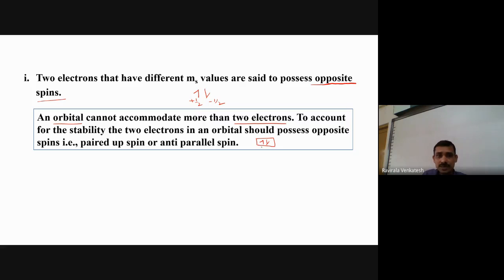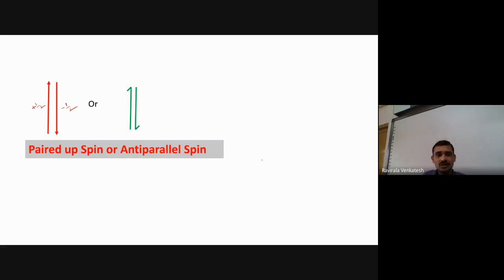One is spinning in one direction, the other is anti-parallel. Now you see it like this: one is clockwise, plus half, the other is minus half. You can also show it by using half arrows. We can call this paired spin.